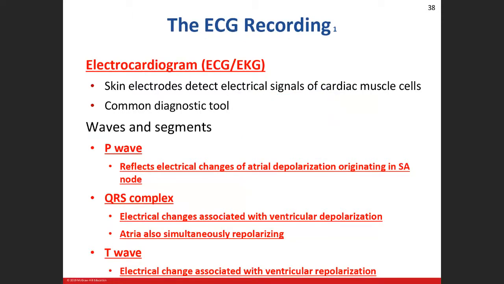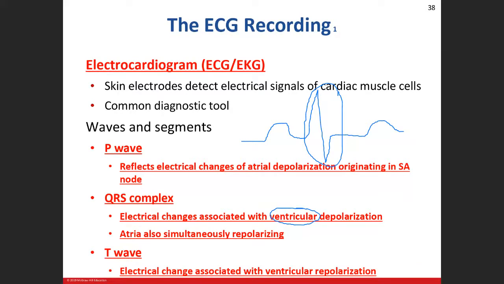All right, here's our P wave. And then we get that big shooting up wave, and then it dips down like that. So all this right here, that's the QRS complex, and that has to do with the ventricles depolarizing.